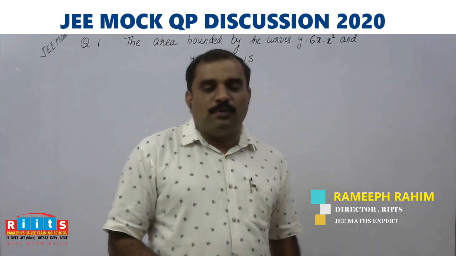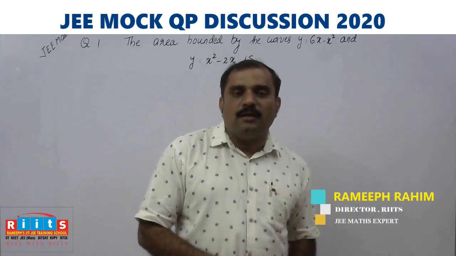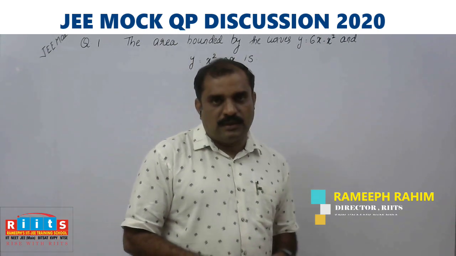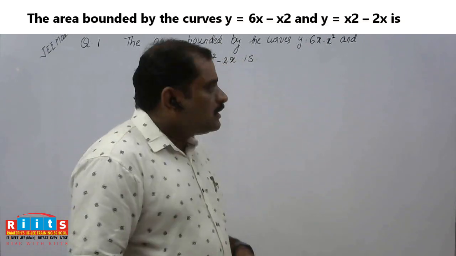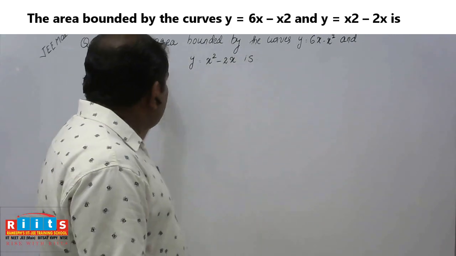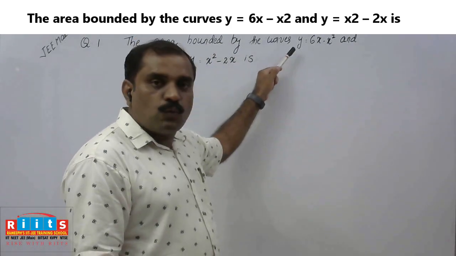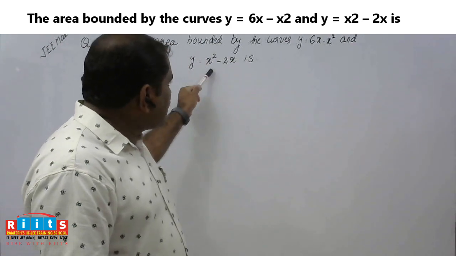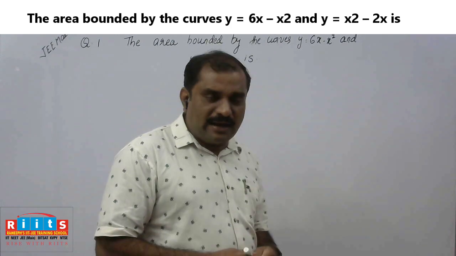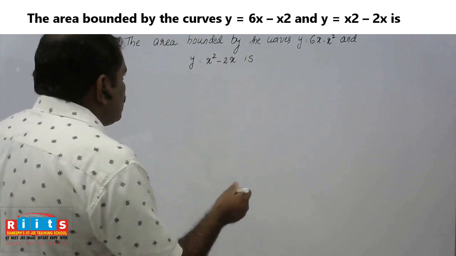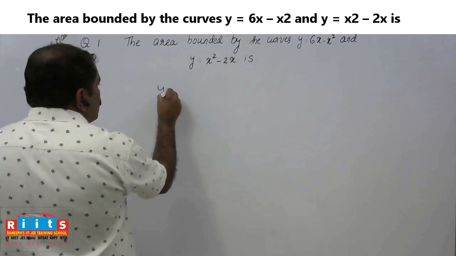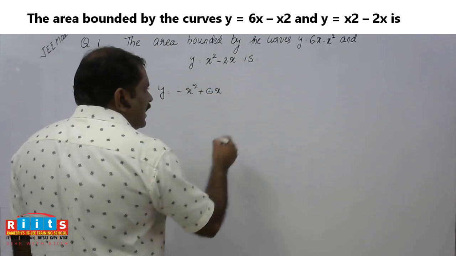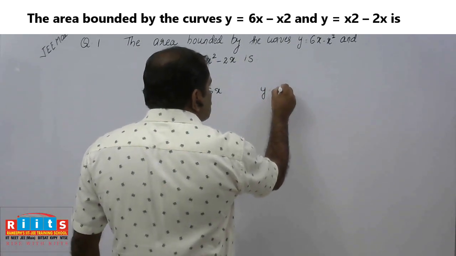Today we discuss our JEE Main mock exam paper dated 28 August. Students, please listen. This is our first question. The area bounded by the curves y equals 6x minus x square and y equals x square minus 2x is. Listen here. The first curve is y equals minus x square plus 6x. The second curve is y equals x square minus 2x.